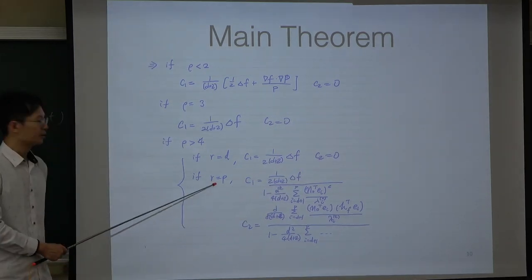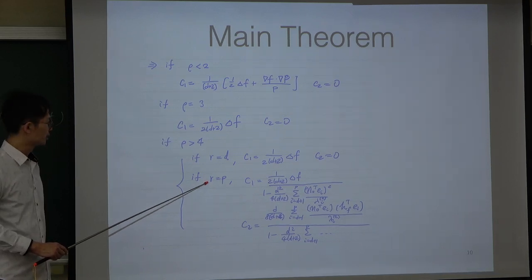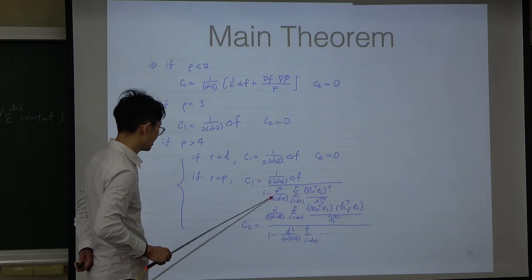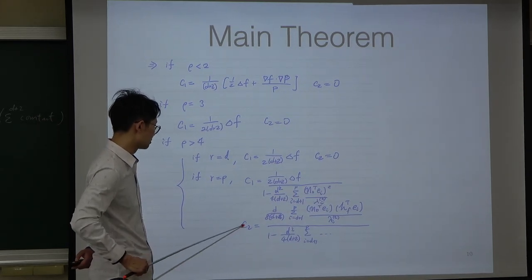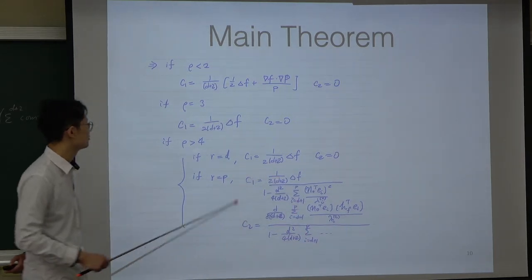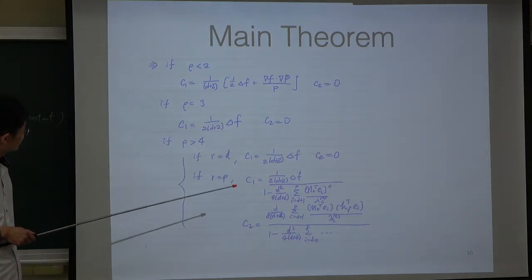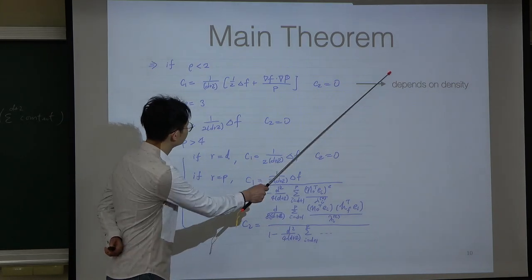But if you have normal direction and a full rank, then sorry, C1 becomes this guy. And what is this guy? I just don't know. This becomes very, very complicated. And also C2 pops out and plays a role, which is very difficult to interpret. Okay. So you see, this depends on the density.